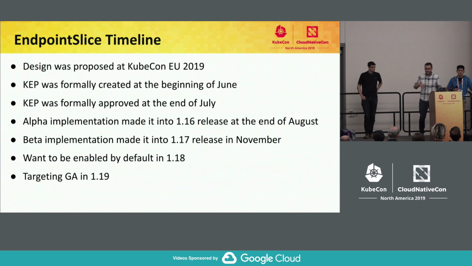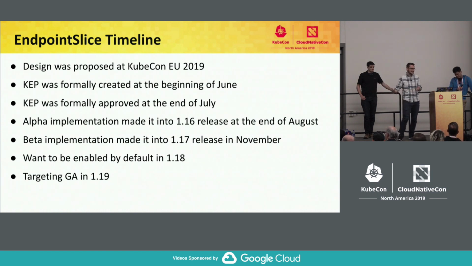So let's talk about the endpoint slice timeline and when you might actually get to use this, when it might be enabled by default. The design was actually proposed in Barcelona this year at KubeCon. The KEP was created in June and approved in July. We got our first alpha in 1.16, and it was actually released as beta in 1.17, but not enabled by default. We're hoping that we can get this enabled by default in 1.18, and if that all goes well, maybe we'll get GA sometime in 1.19, but that's admittedly optimistic.